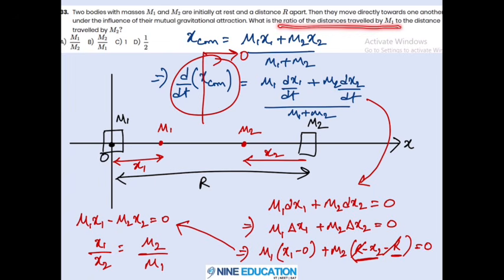What is the ratio of the distance traveled by m1 to the distance traveled by m2? x1 by x2, that is m2 by m1. So the correct answer is option B. I hope this is clear. Let us move on to the next question.